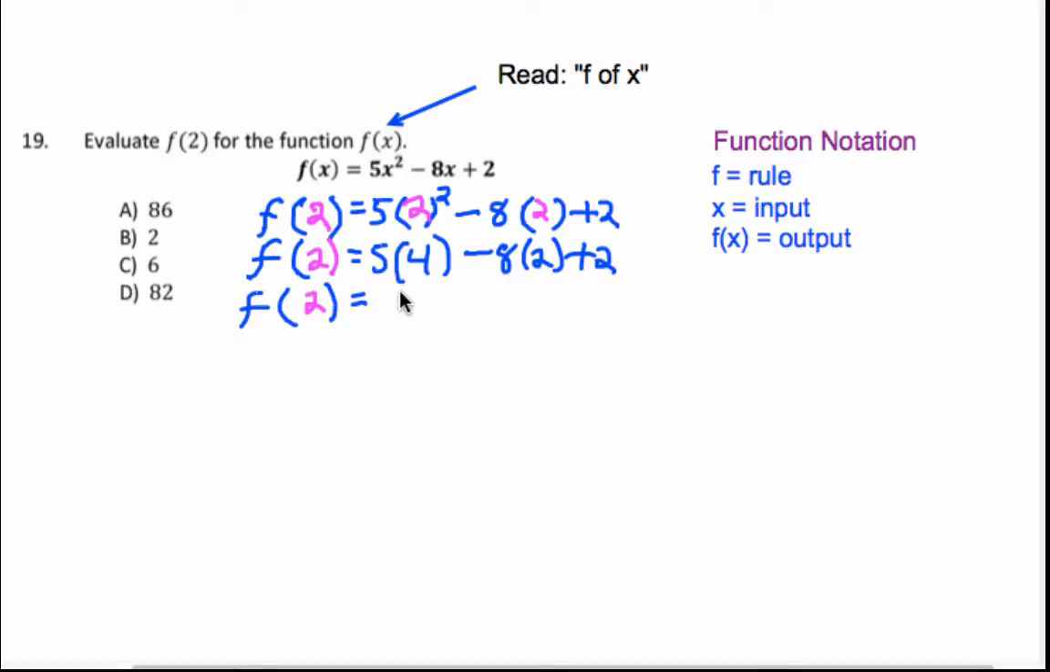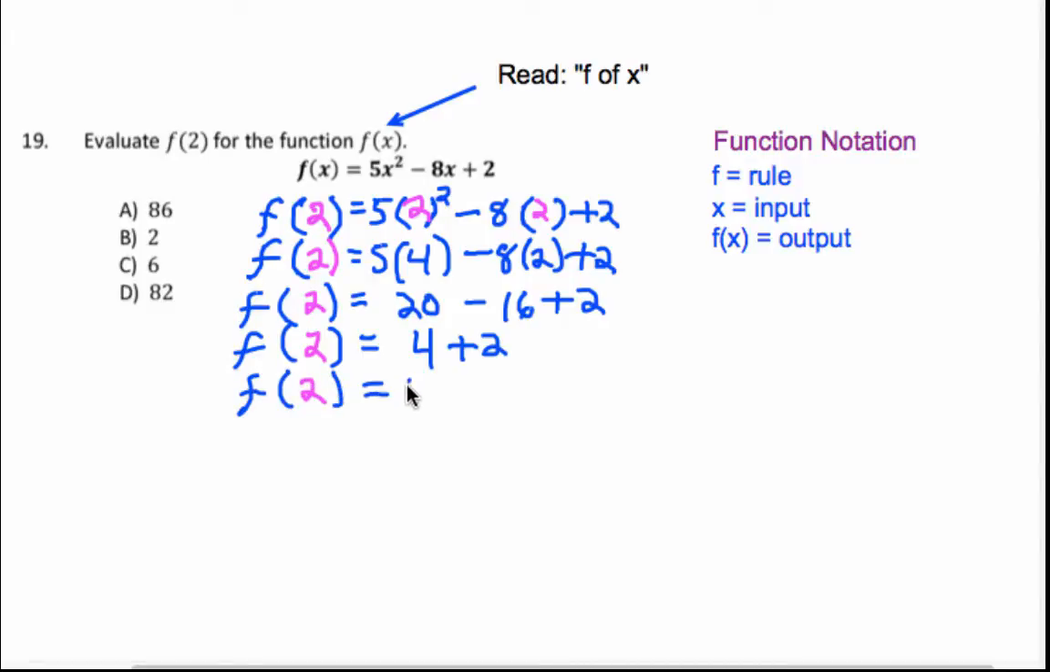So we'll get 5 times 4 is 20. We're not subtracting. We are multiplying the 8. So 8 times 2 is 16. And we'll finish off by doing the subtraction and the addition left to right. So 20 take away 16 is 4 plus 2. And so the final answer will be that f of 2 equals 6. And that is choice C.